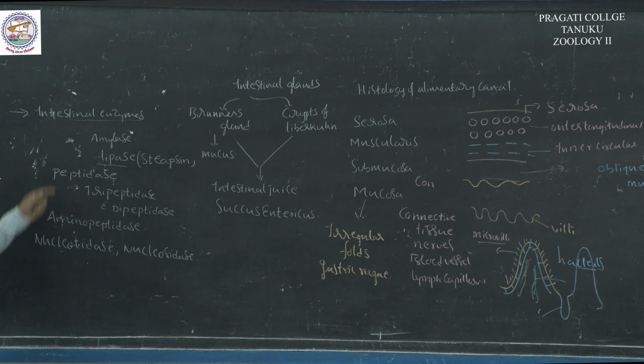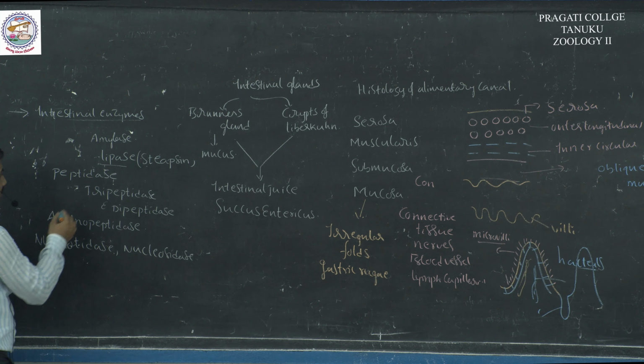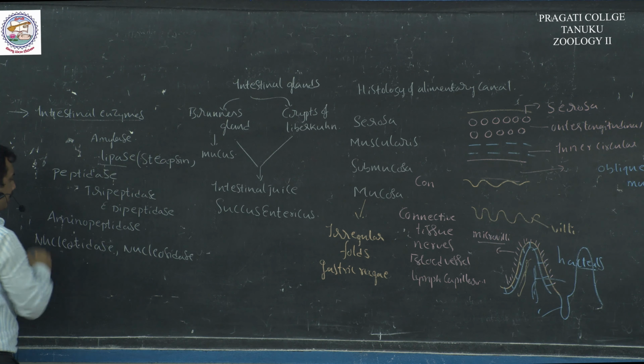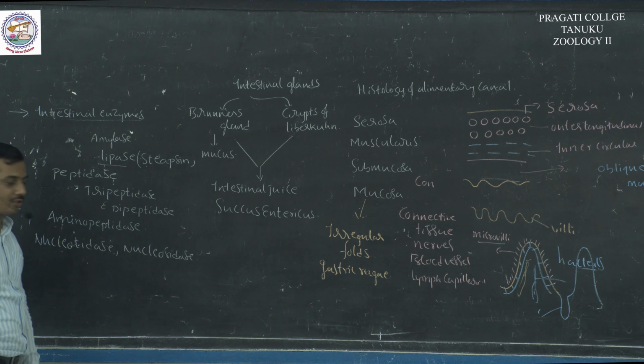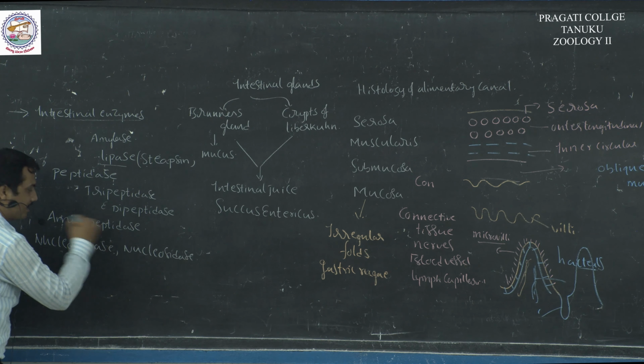Okay. So this amylase acts on starch. It is a starch splitting enzyme. That means it acts on the carbohydrate, polysaccharide. Okay. Lipase acts on lipids. Peptidase includes tripeptidase, dipeptidase. Okay. Nucleotidase and nucleosidase act on nucleotides and nucleosides.